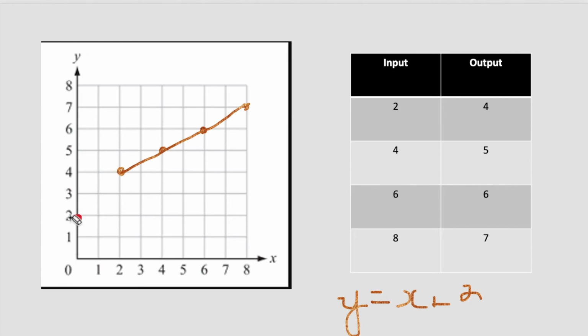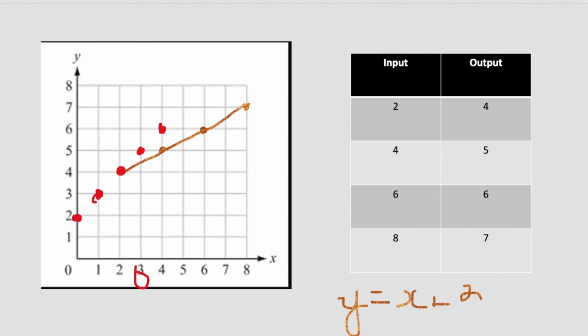Okay, 0 plus 2, right? And then I go to 1. X is 1, plus 2 is 3. Then I go to 2. 2 plus 2 is 4. And then I go to 3. 3 plus 2 is 5. And I can keep going, right? 4 plus 2 is 6. Okay, so this is how you could use this formula.